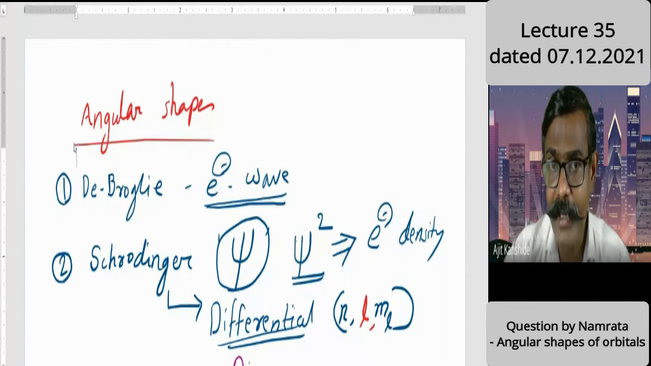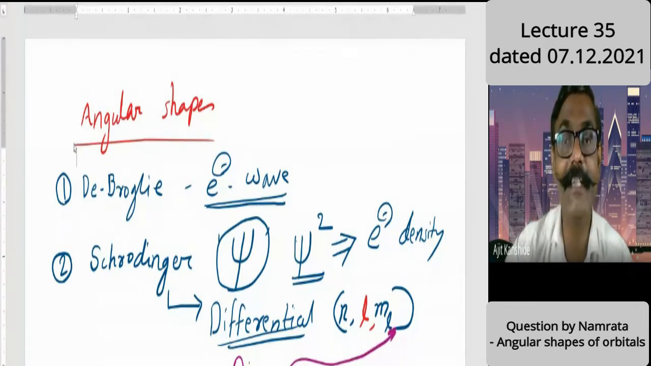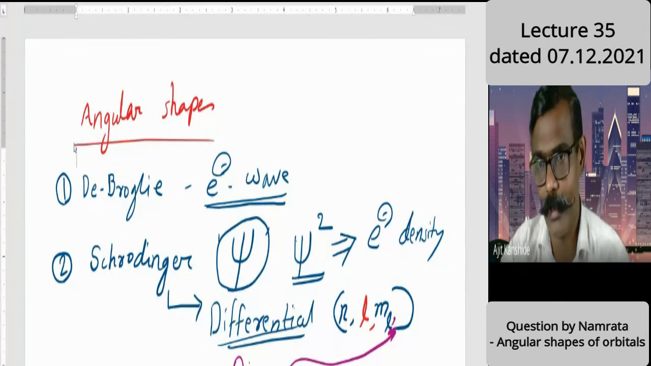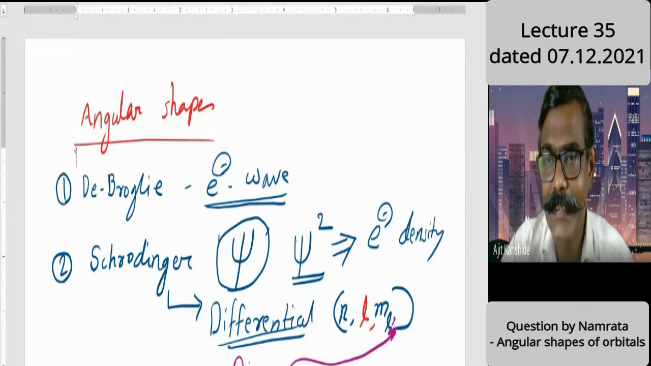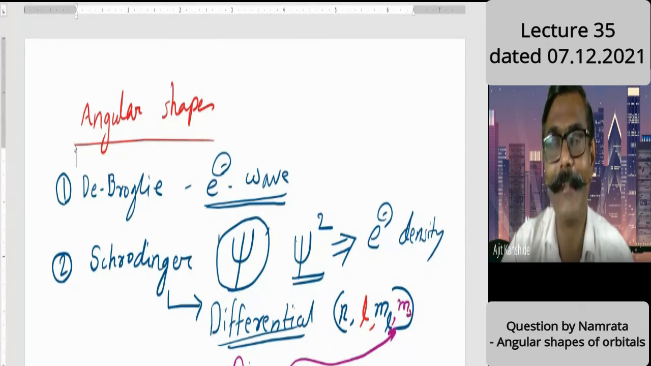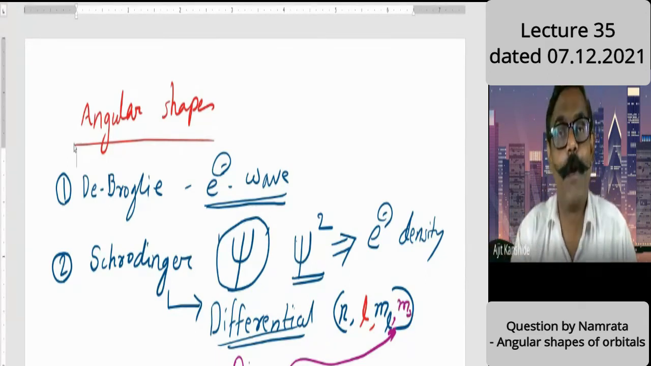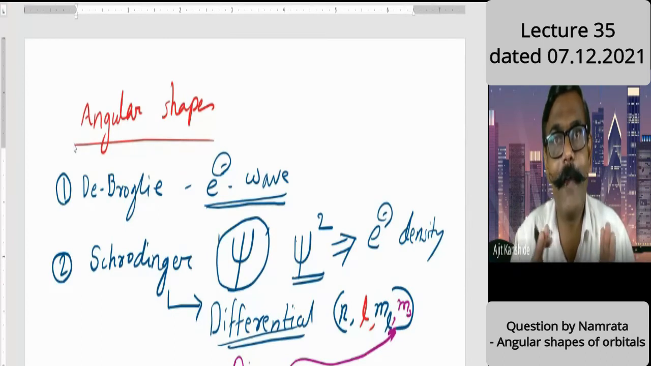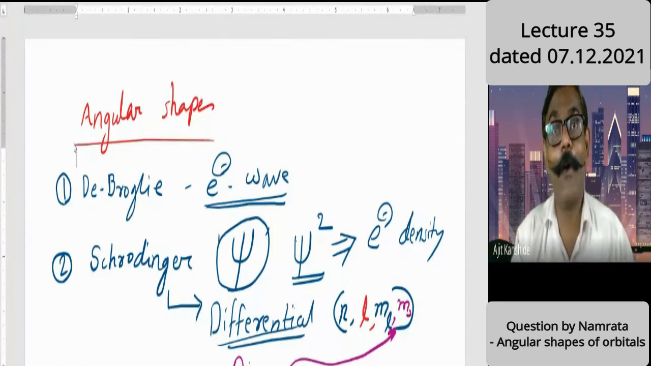Dirac said Schrodinger has not considered one more variable. It is needed, and that is nothing but the intrinsic quantum number. It is called S or MS. It is a spin quantum number. So with these 4 variables, what achievement could we make? We could describe the electron.